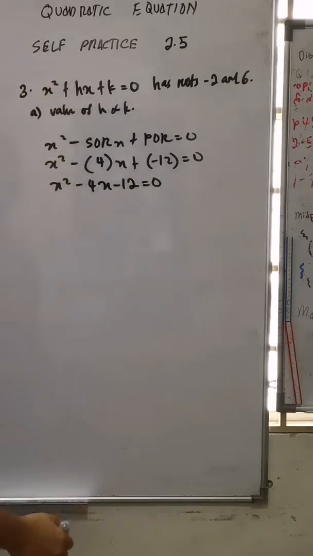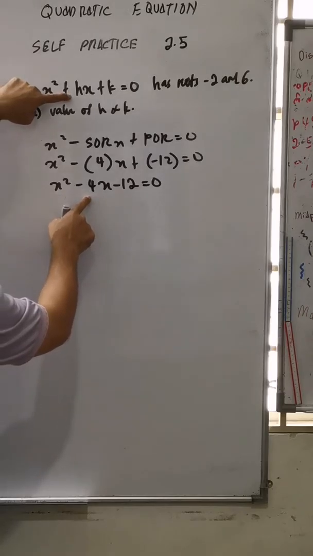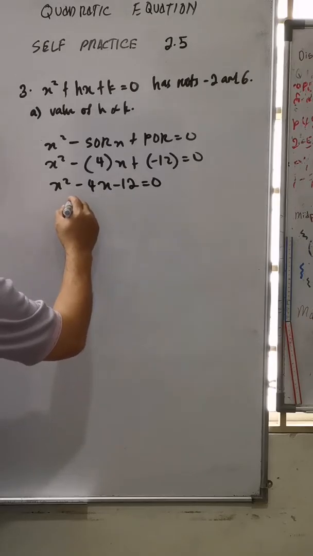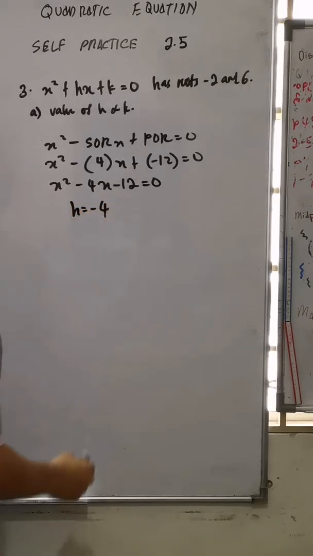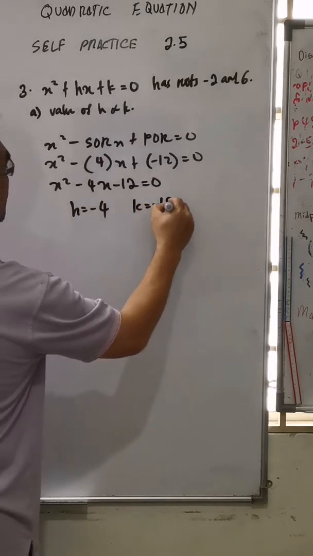Then we compare to the equation given. So x squared with x squared is already there. And then negative 4 equals h. So h is negative 4. k equals negative 12.